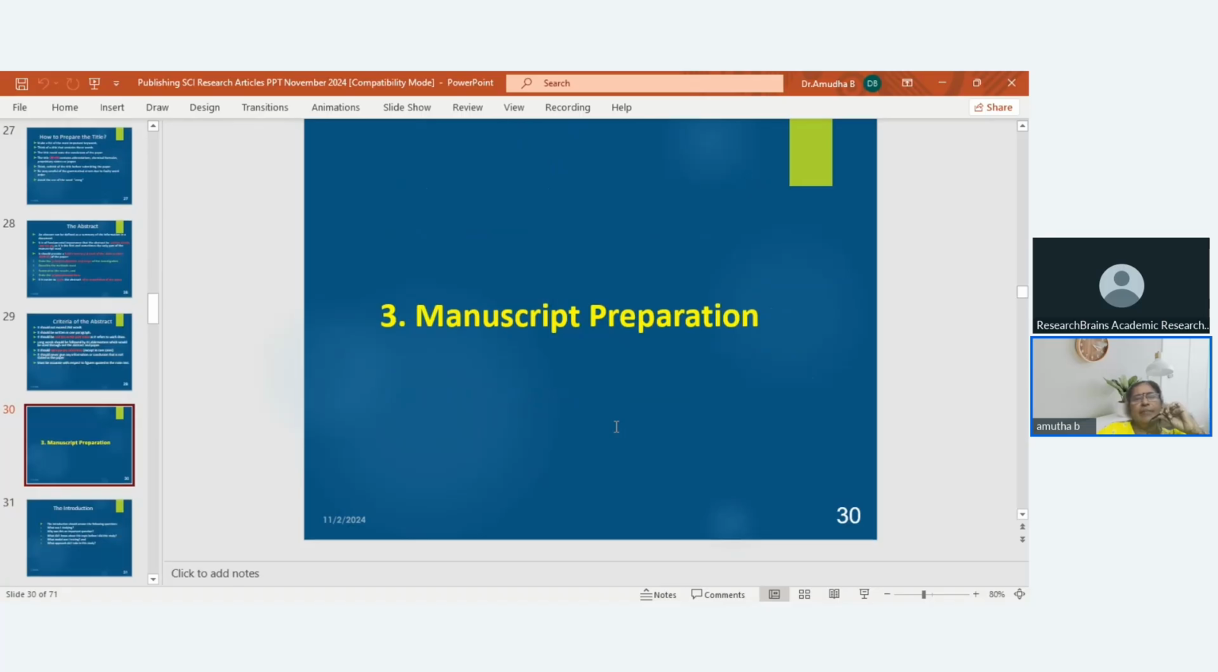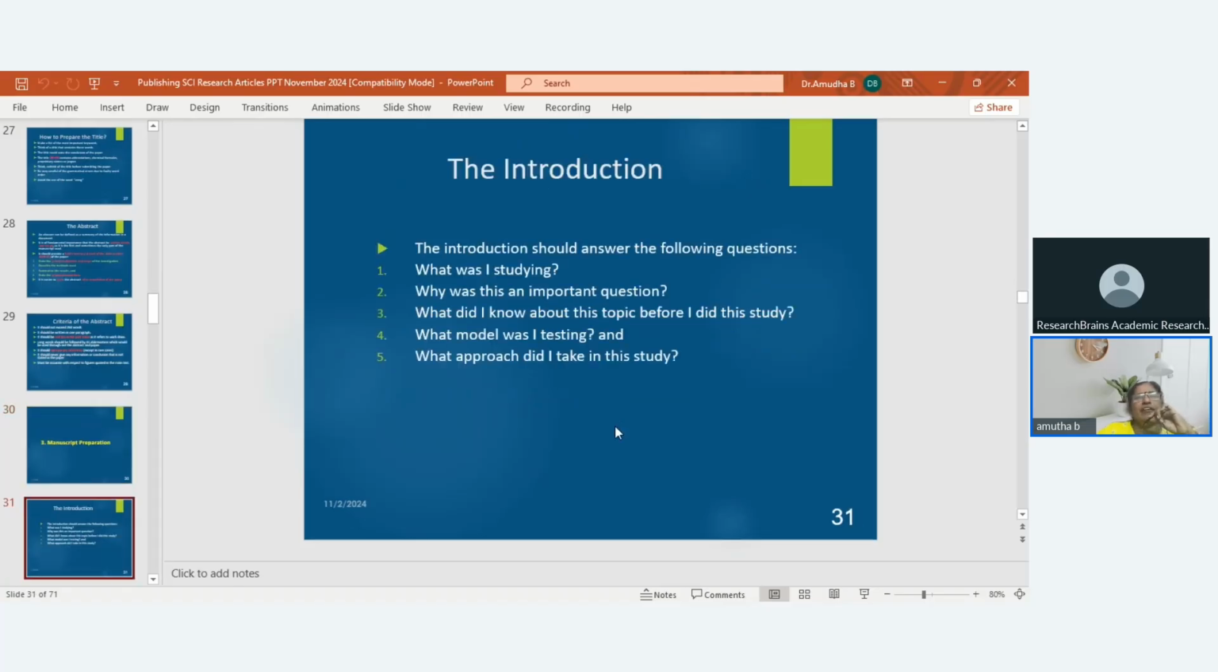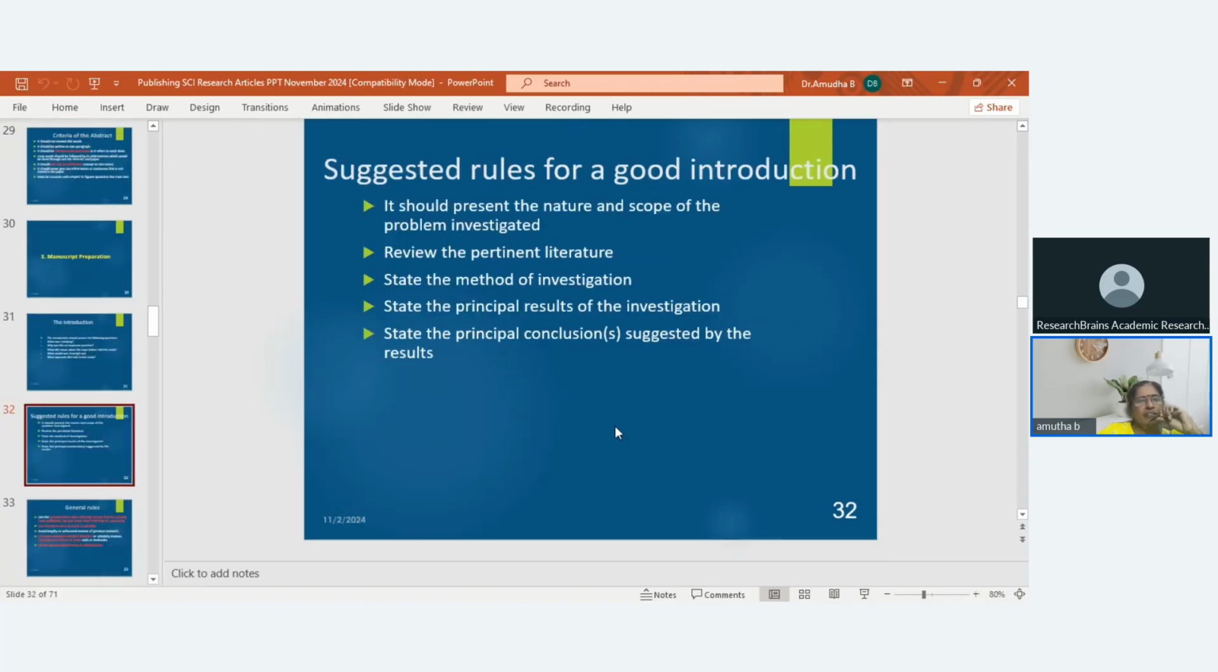And next is manuscript preparation. Coming to the manuscript preparation: what you studied, how the manuscript has to be written, whether you know the topic already, what model you were testing, and why you have taken that study. All these questions you have to ask yourself before you start the preparation of your paper.